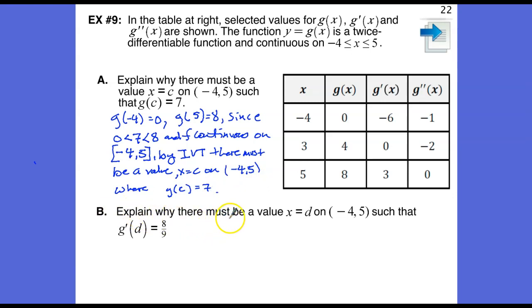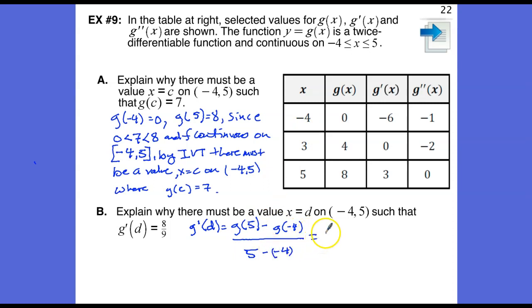Explain why there must be a value x equals d on the open interval (-4, 5), such that g prime of d is equal to 8/9. So this is going to be a mean value theorem problem. So let's write the average rate of change. Here we have g prime of d equals, and we're going to put g of 5 minus g of -4 divided by 5 minus -4.